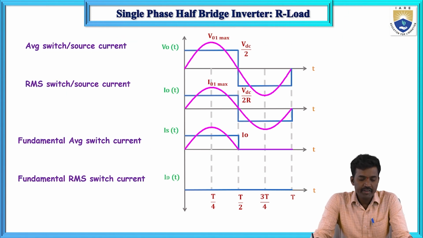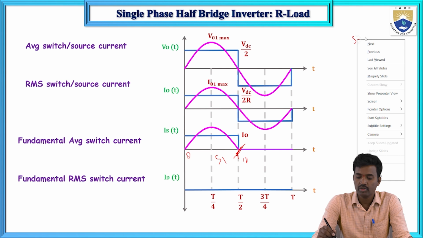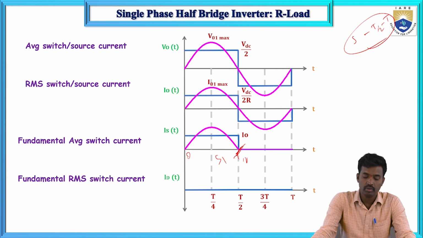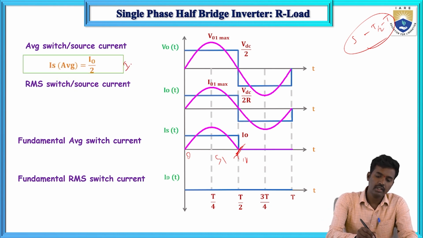And next, average switch current. Here switch current or source current is the same in this case. Now the switch current we are getting only in the off duration. Each switch: S1 will conduct from 0 to T by 2, and S2 will conduct from T by 2 to T. So each switch is conducting for only T by 2 duration, so that is I naught into T by 2 by T, which equals I naught by 2.